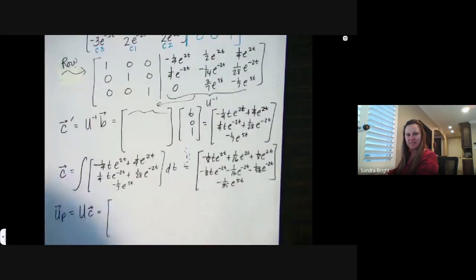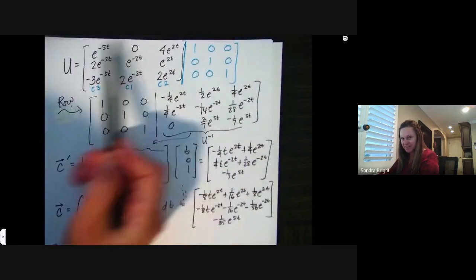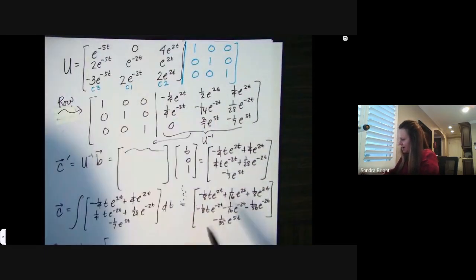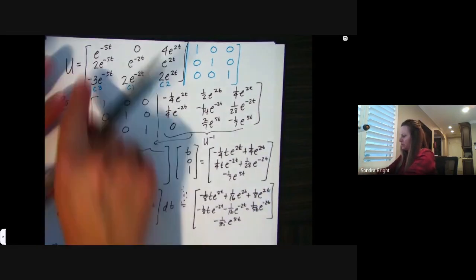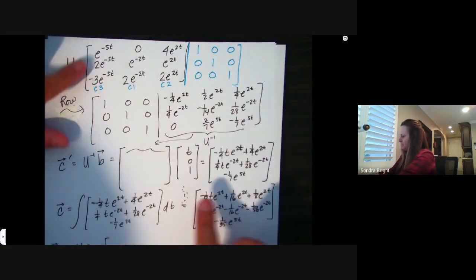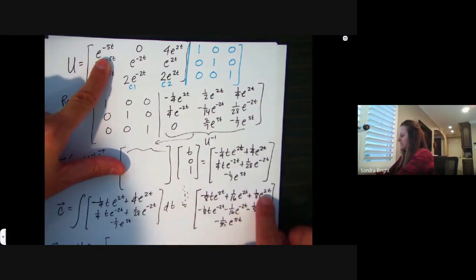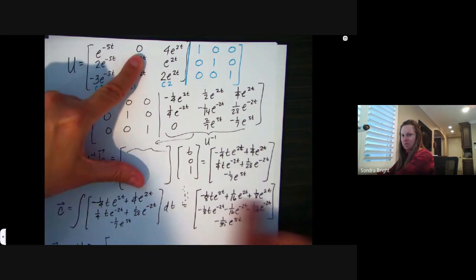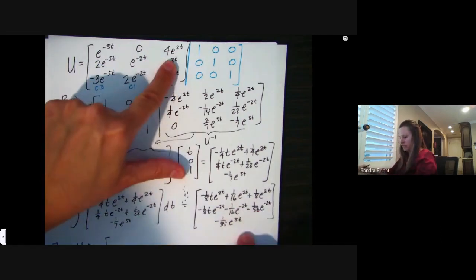Your particular is matrix U times C, which will end up giving you, let's see, can I get it on the same page? You're taking this matrix here times this one here. Keep in mind, this is a 3 by 1. This is a 3 by 3. So you'll take row 1 element, so you'll multiply the e to the negative 5t times this whole row plus 0 times the second row plus 4e to the 2t times the last one. That's for the first row.